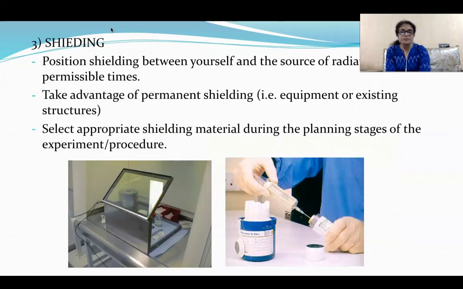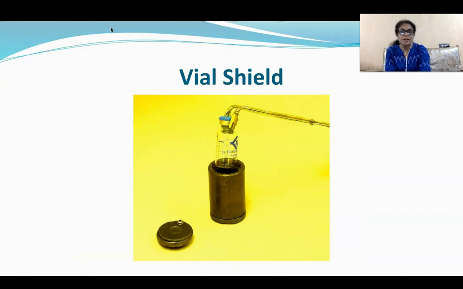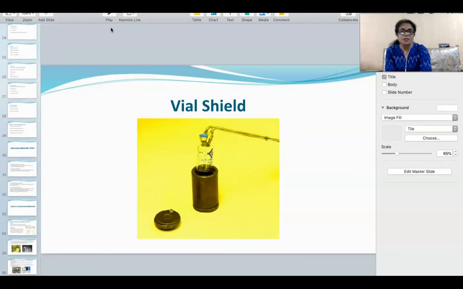Now, shielding is a must. Position shielding between yourself and the source of radiation at all permissible times. Take advantage of permanent shielding if it is there. Select appropriate shielding material during planning and staging of the experiment. See how it has been shielded by lead glass. These vials are kept in lead containers. So this is the safety procedure we should have.